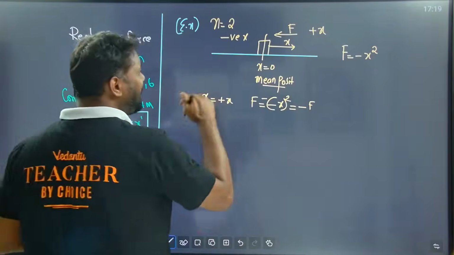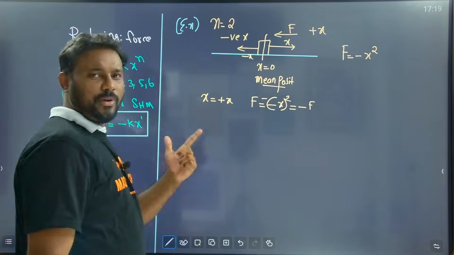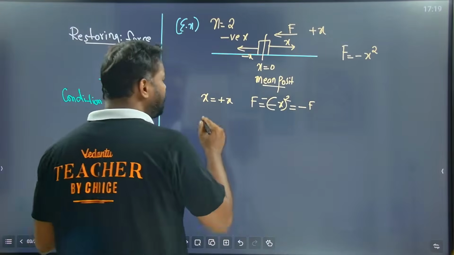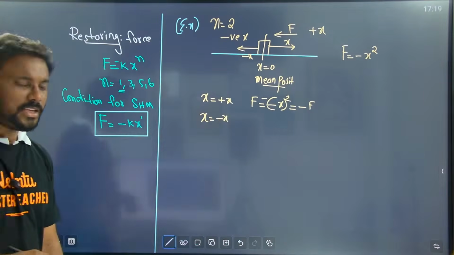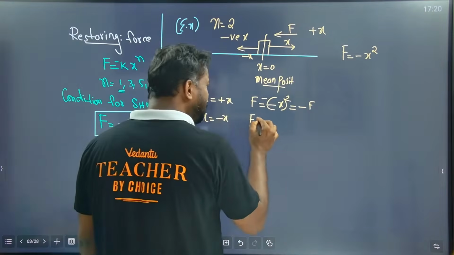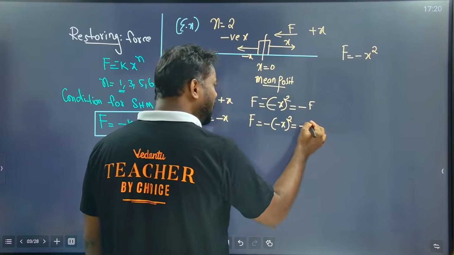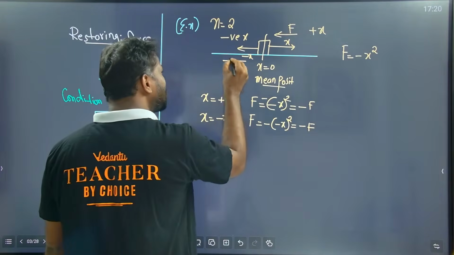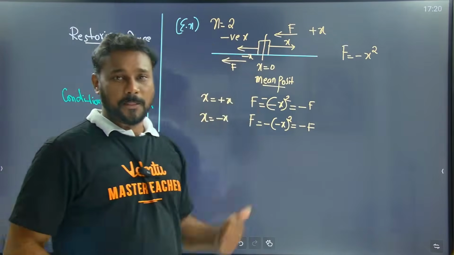Now if the particle is displaced in the minus x direction, I'm going to calculate the force value. Yes or no? So how can we calculate the force value? If we substitute x is equal to minus x, so what will you get? f is equal to minus of x the whole square. So the value of f is minus. So what is the direction of force? It is also in the minus x direction.